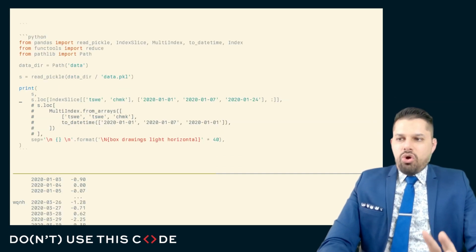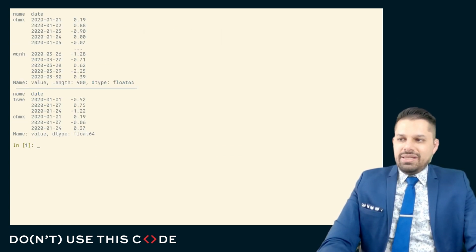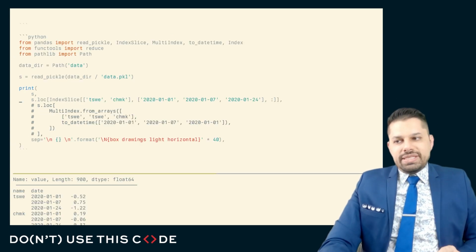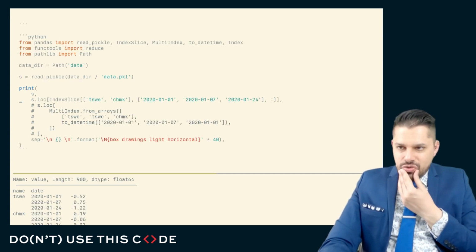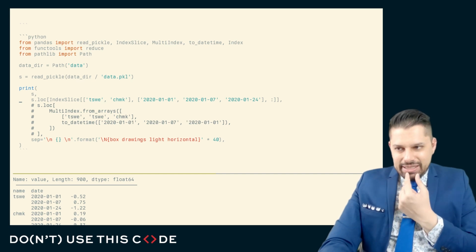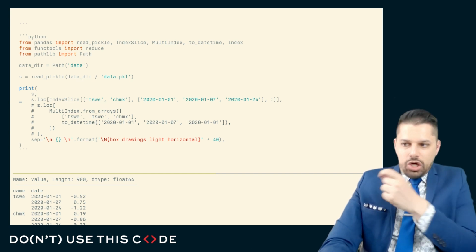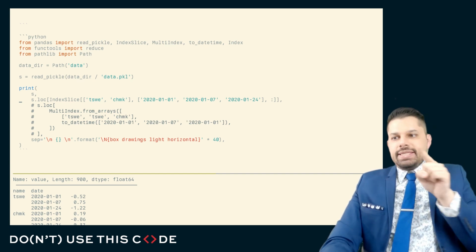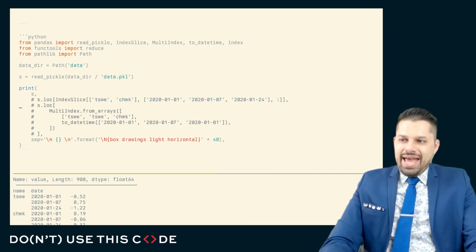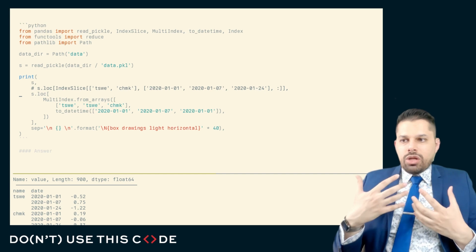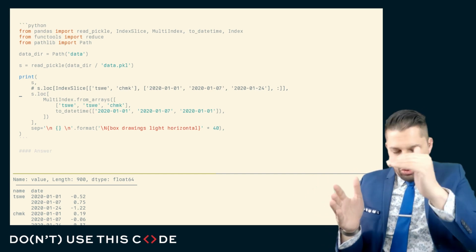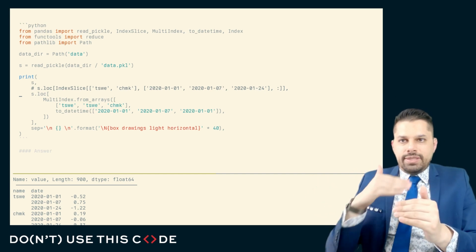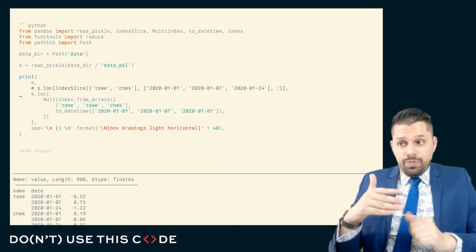I want to select all the places where the name is TSWE or the name is CHMK. And I want to do that for some specific dates. But when I do this with index slice, I end up getting the Cartesian product of those two choices. I get TSWE for each one of the dates and CHMK for each one of the dates. And it may be the case as part of my analysis that I want to look at TSWE for dates 1, 2, and 3, and CHMK for dates 1 and 2.